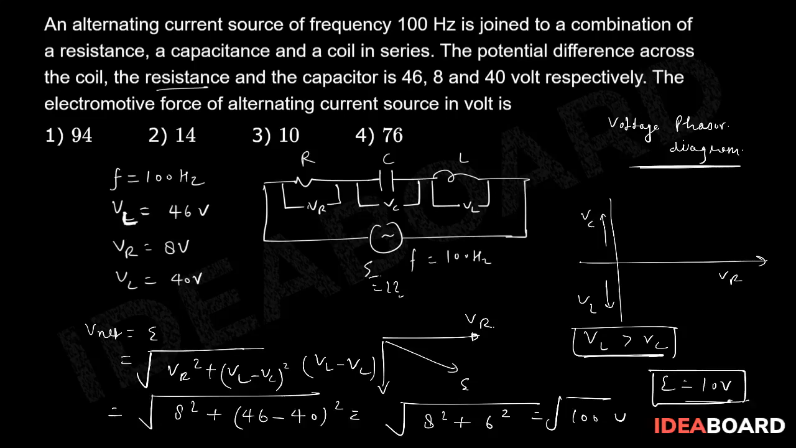Perfect. So the source electromotive force of the alternating current will be 10 volts. Correct. So 10 will be the right choice, option number 3.